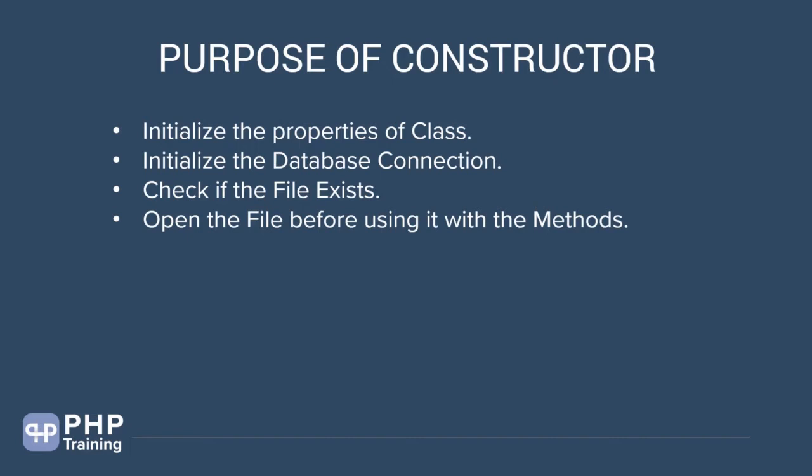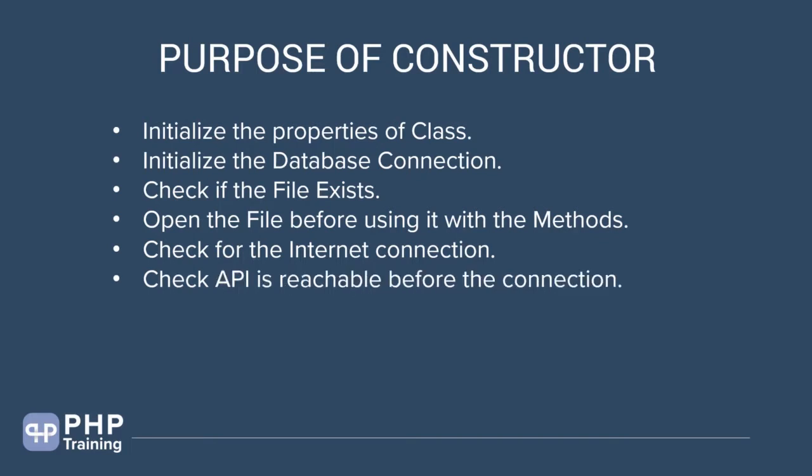Then open the file before using it with the methods. Check for internet connection. That's a very good example of using constructor. Check API is reachable before the connection. Load an instance of a class. Let's say your class is using some other classes, right? Then this constructor will be a good place for you to create an instance of another class so that you have a valid instance before the actual class methods are being executed.